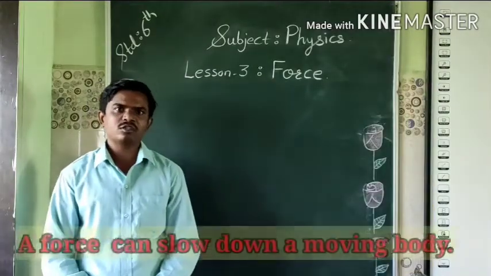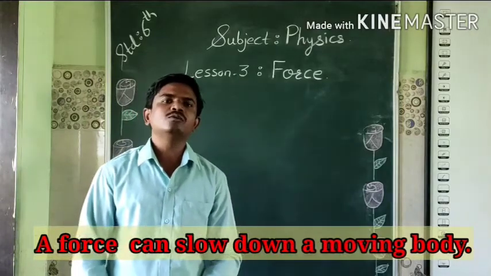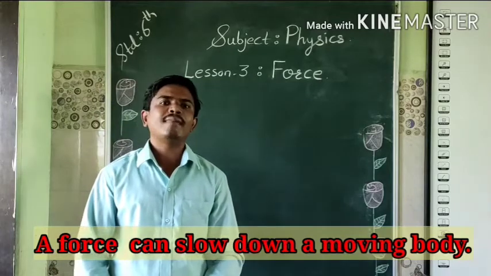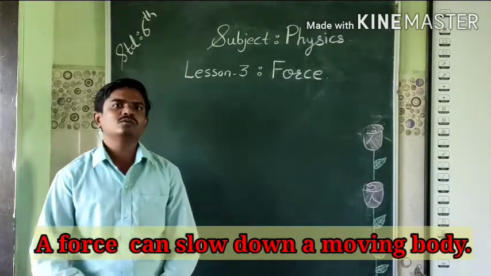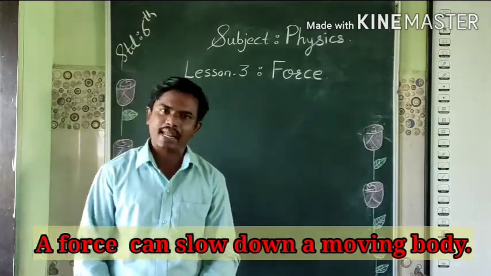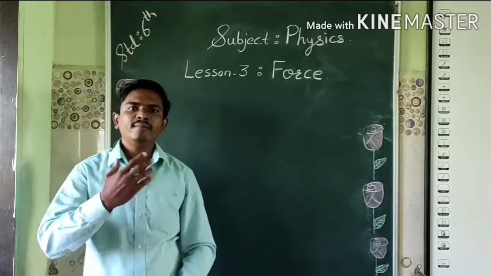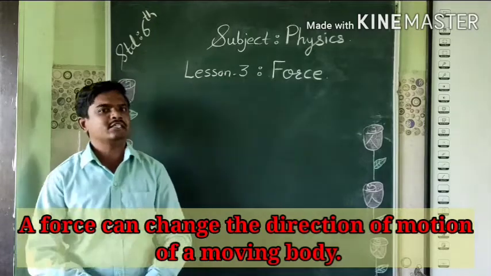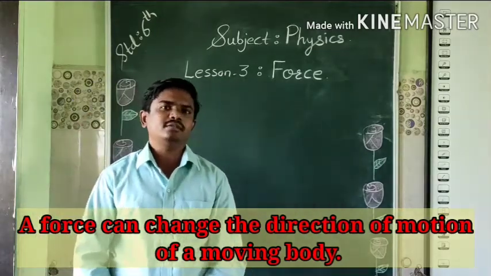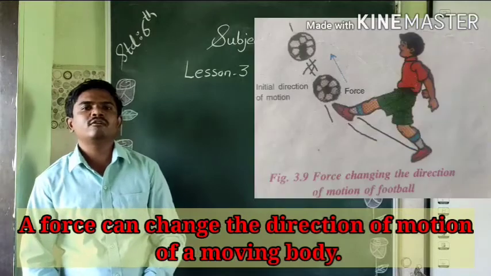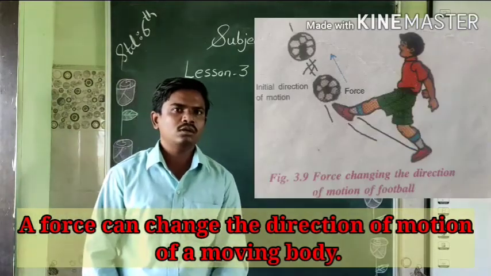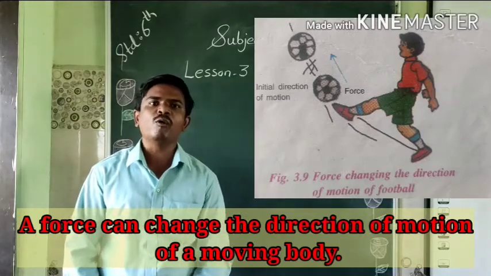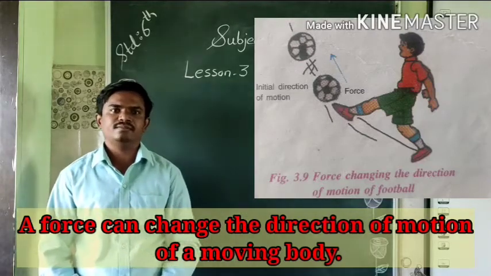Fourth effect of force: a force can slow down a moving body. Students, a moving bicycle is slowed down when we apply a brake. Fifth effect of force: a force can change the direction of a moving body. For example, while playing football, we can change the direction of a moving football by kicking it.